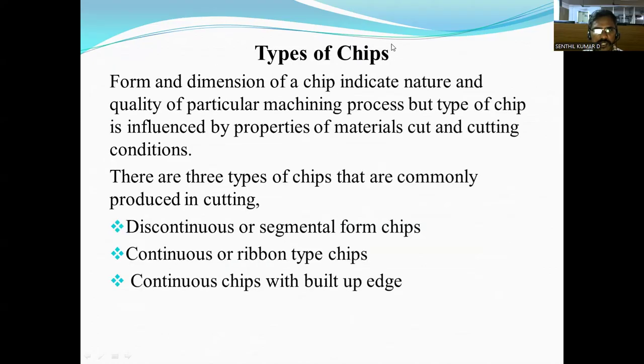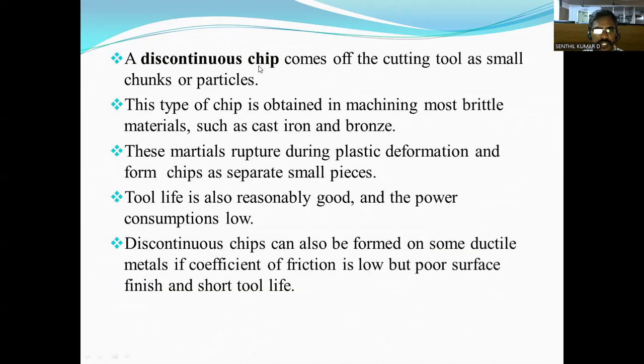Next, we are going to see types of chips. There are three types of chips: discontinuous or segmental form chips, continuous or ribbon type chips, continuous chips with built-up edges. A discontinuous chip comes off the cutting tool as small chunks or particles. This type of chip is obtained in machining most brittle materials such as cast iron and bronze. These materials rupture during the plastic deformation and form chips as separate small pieces. Tool life is also reasonably good and the power consumption is low. Discontinuous chips can also be formed on some ductile materials if coefficient of friction is low, but poor surface finish and short tool life will be produced.